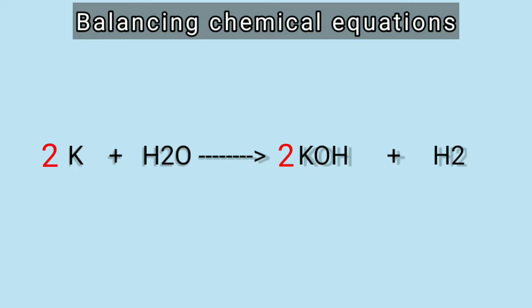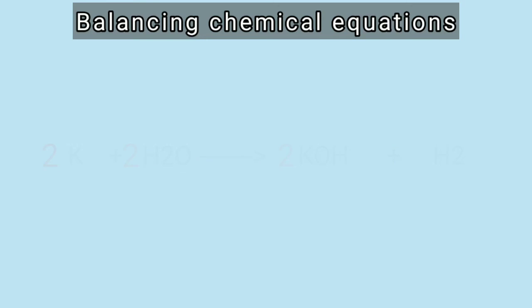Let us now check hydrogen and oxygen atoms. On right side we have 2 oxygen atoms and 4 hydrogen atoms, 2 from hydrogen and 2 from KOH. To equalize that, we will write 2 as a coefficient of water, so we will have 4 hydrogen and 2 oxygen on left side also, and the equation will be balanced.